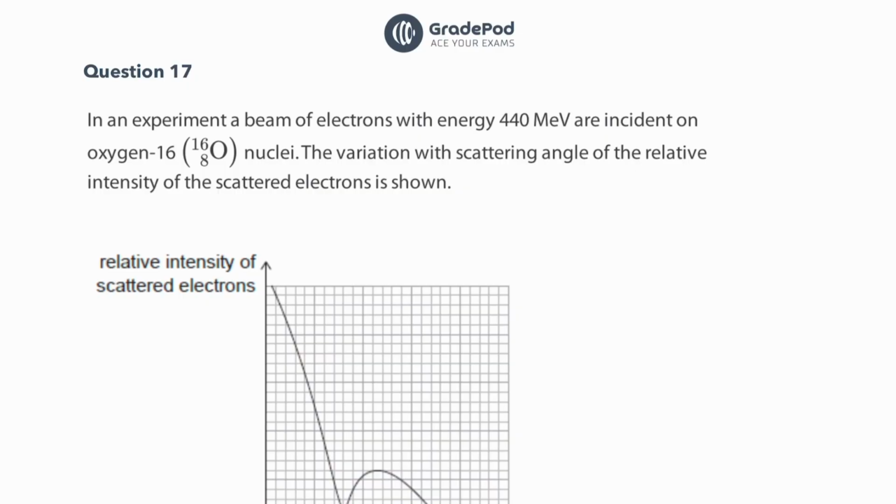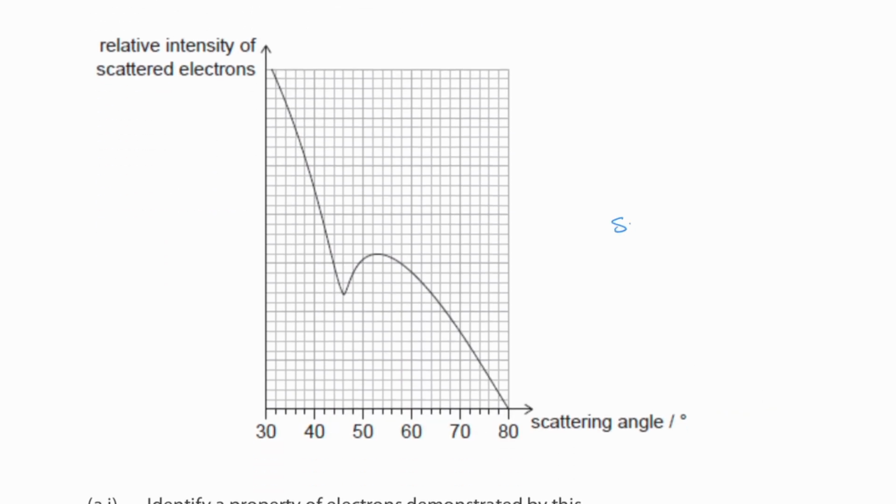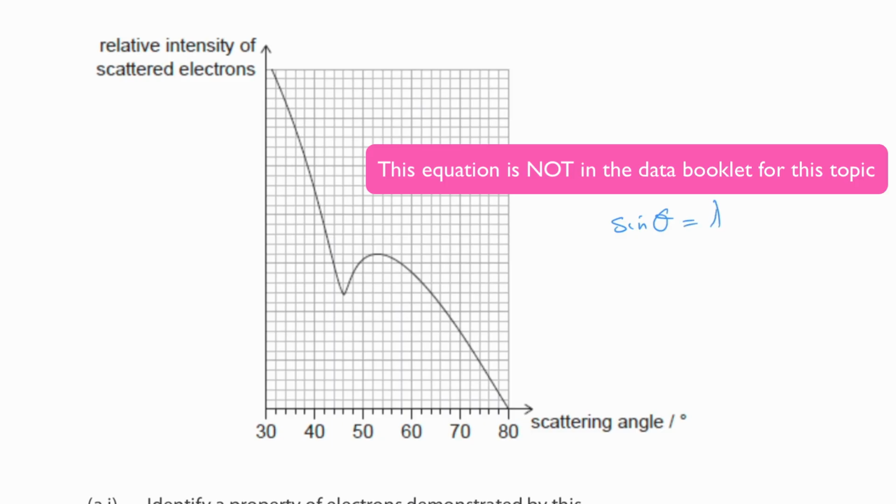Question 17, and this is going to be the last question I do with you, because I feel like we've been through all the really difficult ones, and you can go on to do the last few yourself. In an experiment, a beam of electrons with energy 440 mega electron volts are incident on oxygen-16. The variation with scattering angle of the relative intensity of these scattering electrons is shown. Do you remember the equation I write down when I see this? Sin theta equals lambda over d.